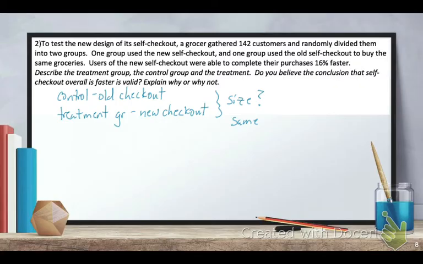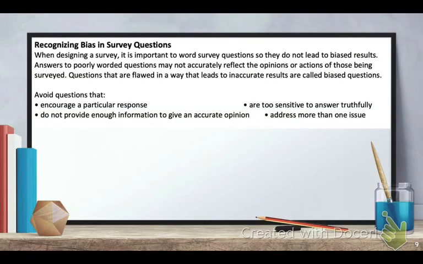What we don't know is the groups. Are the size of the groups the same? But most likely, our conclusion could be valid, or conclusions made from this study. Let's talk about one more thing.